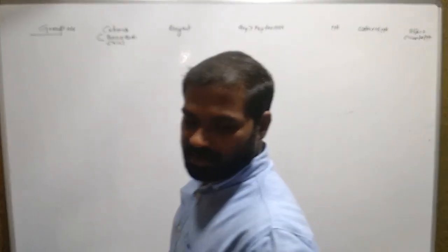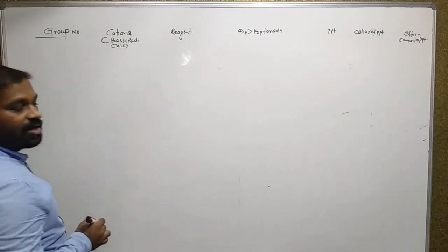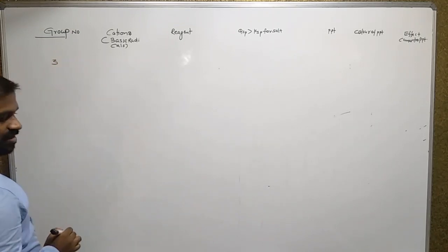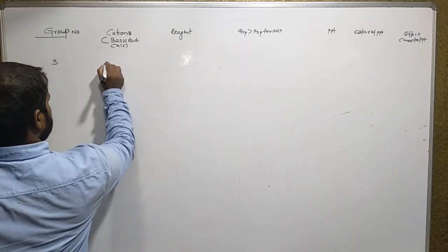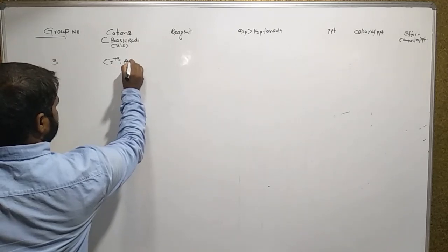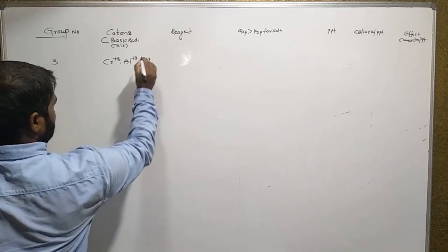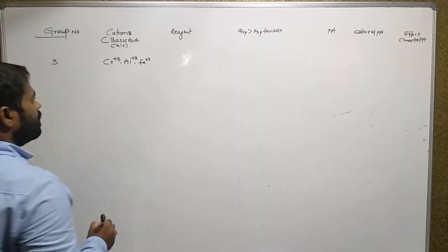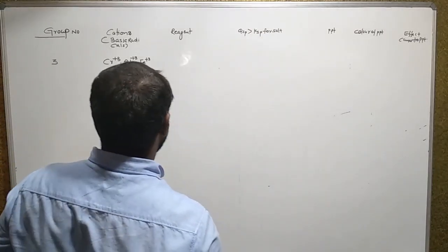Okay, so let's see, we are going to discuss here third group cation. So group number 3. What are third group cations here? That is chromium plus 3, aluminium plus 3, and Fe plus 3. Is it clear up to here? These three belong to third group cations or basic radicals.